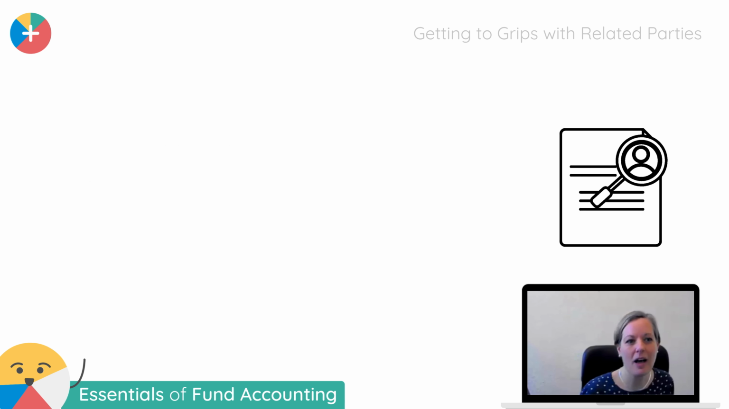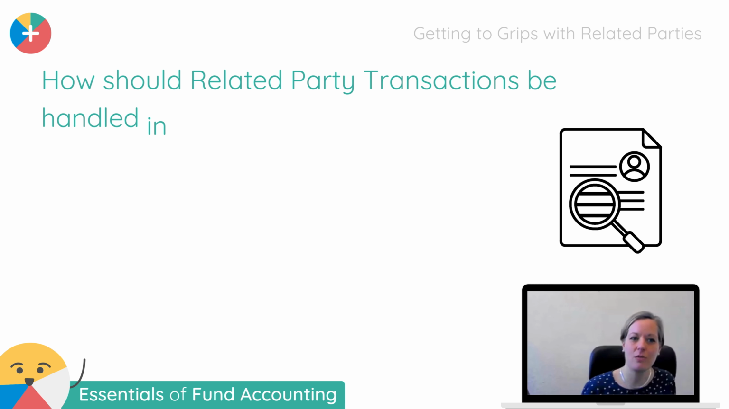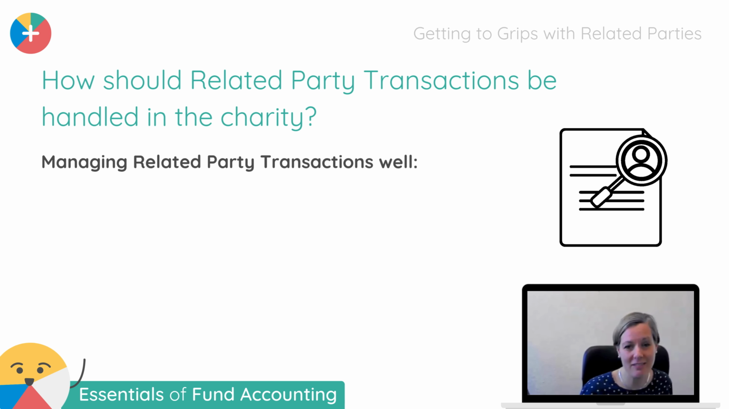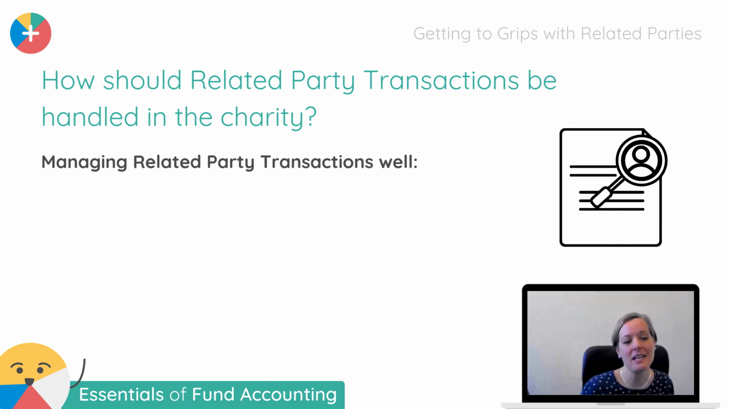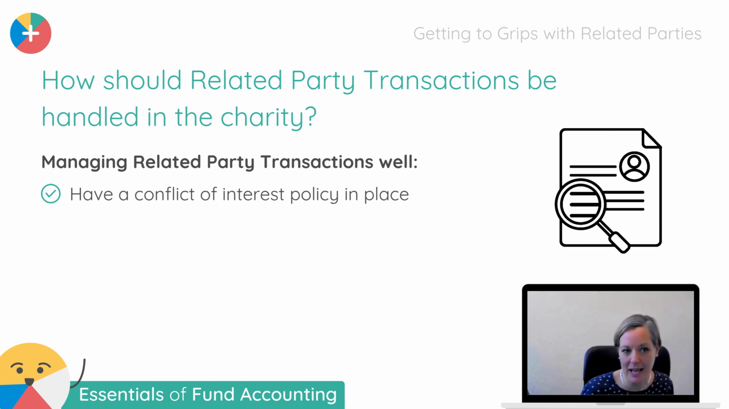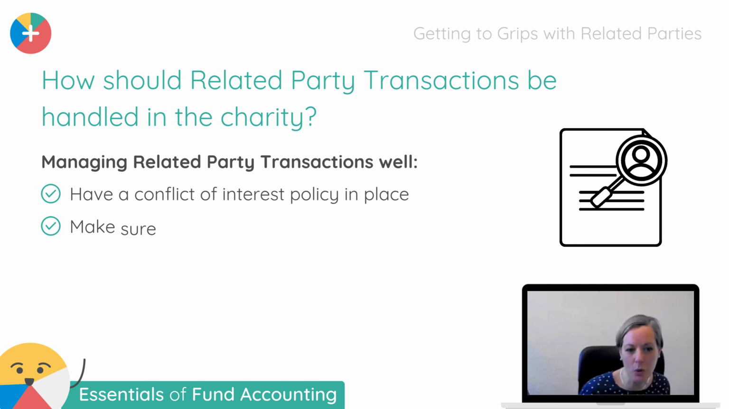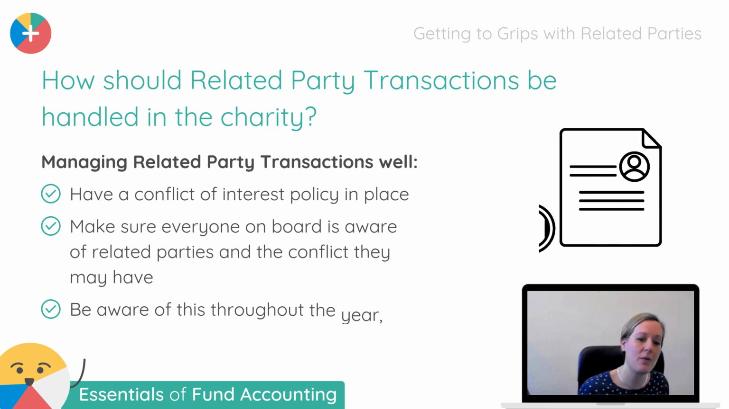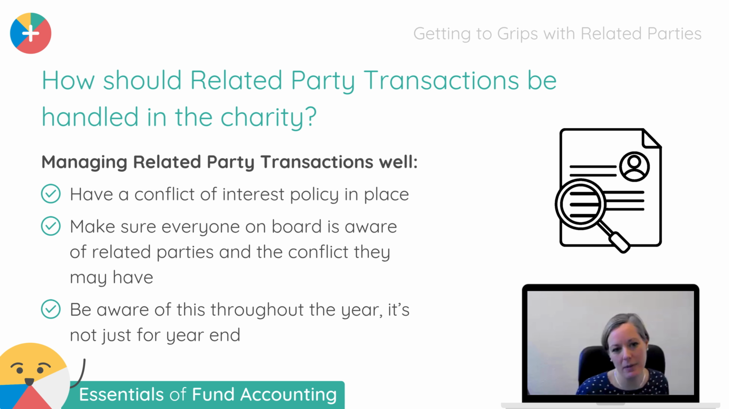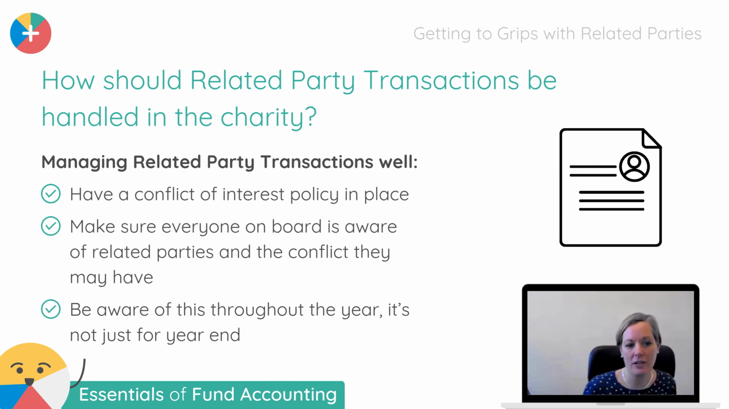So, getting to grips with how related party transactions should be handled in a charity on a day-to-day basis. There are 3 key points here. It's not just about the year end, but we would really encourage you to get a conflict of interest policy in place. Make sure that all your board are aware of what related parties there are and what conflicts they have on the board, and be aware of this throughout the year and not just something that you pick up at the year end when you're doing your annual accounts.